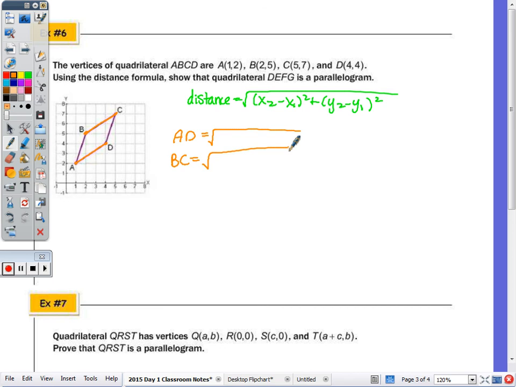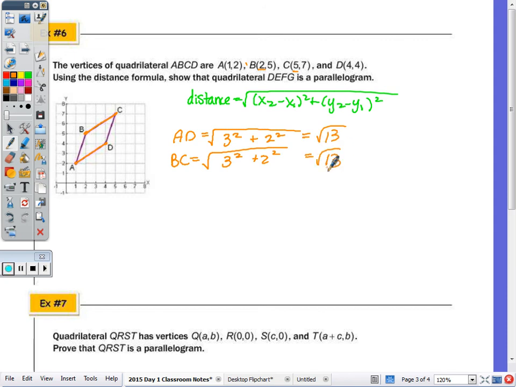So AD, I find the difference in my head. So 4 minus 1 would be 3 squared plus 4 minus 2, 2 squared. And then I look and put my fingers on the other two coordinates for BC. So in BC, I also have 5 minus 2, which is 3 squared, and 7 minus 5, which is 2 squared. And then 3 squared is 9, 2 squared is 4. 9 plus 4 is square root of 13.